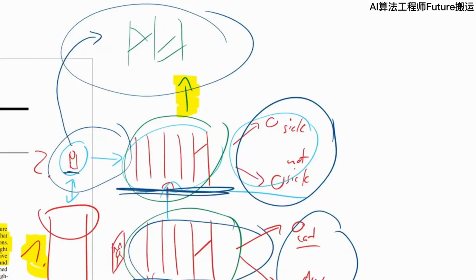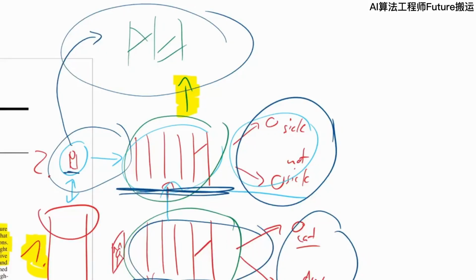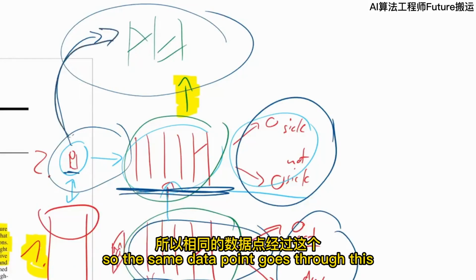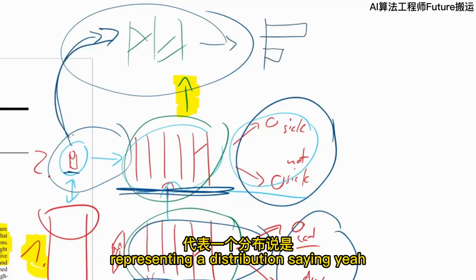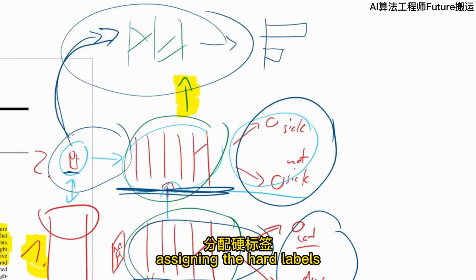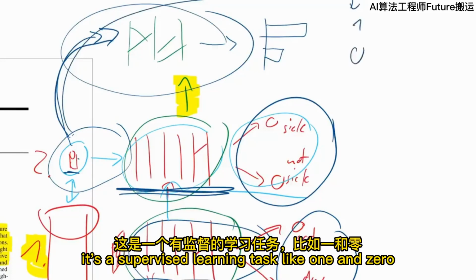That's presumably better because it still has all the weights, okay? You can run a data point through both. So the same data point goes through this, and you get an output, which are logits, representing a distribution saying, yeah, it's about this high. Now, instead of assigning the hard labels, so here you also get the label, right? It's a supervised learning task like 1 and 0.